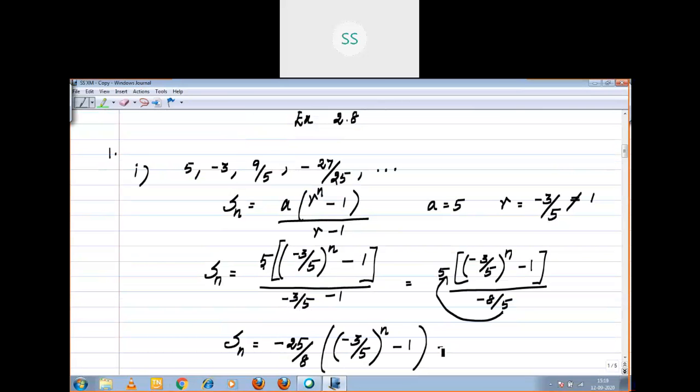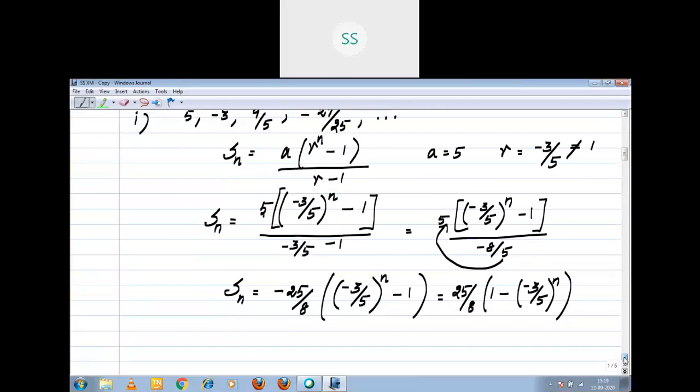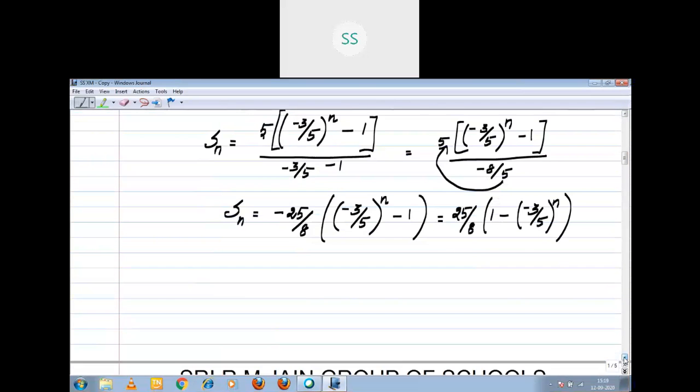Children, now I am going to take minus as common. Then the minus 25 becomes plus 25 by 8. The 1 should be common as the first, and this one moves to the second: 1 minus of minus 3 by 5 the whole power n. Got it children? Now I am going to move to the second subdivision.